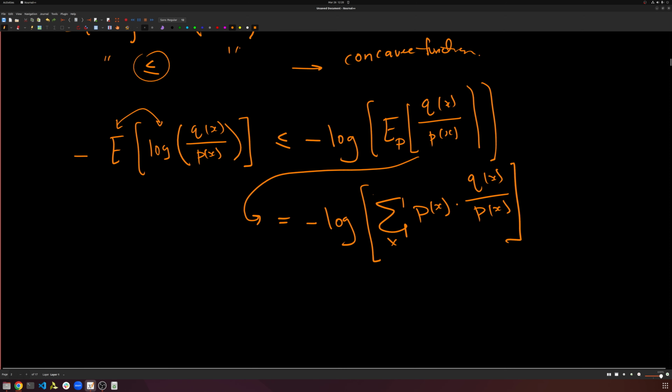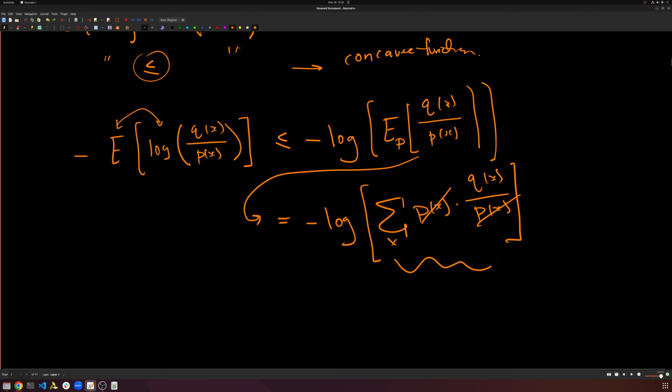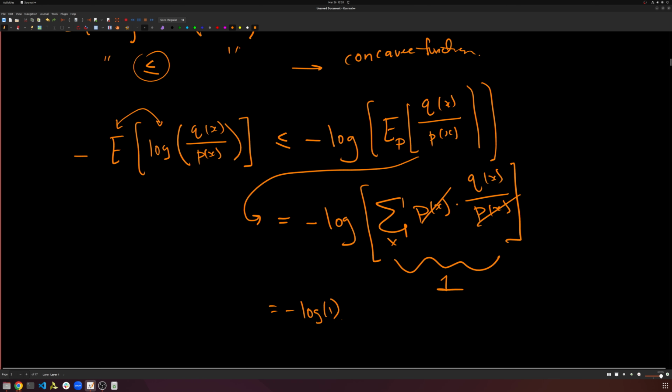Well, this and this are going to cancel, and the sum over an entire distribution, qx in this case, is just 1, right? The sum over a distribution is 1. So that means this whole thing ends up being 1. So that means you have negative log of 1, and only e to the power 0 is 1. So this is just 0.